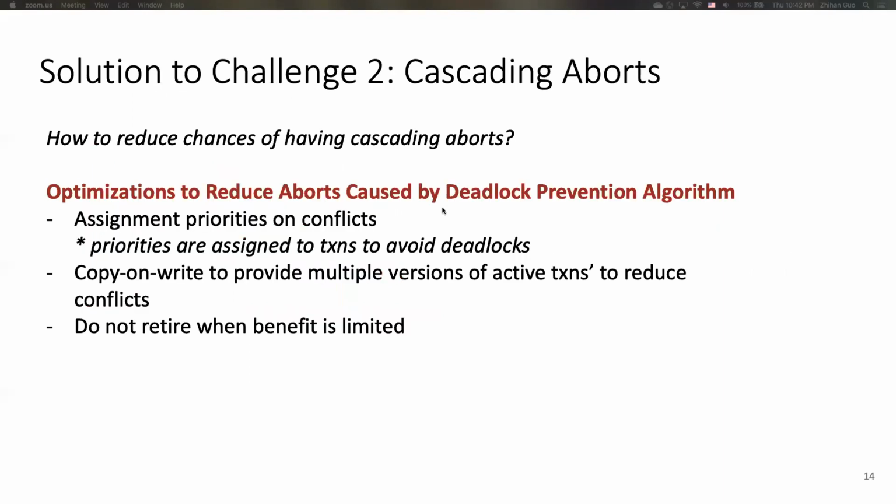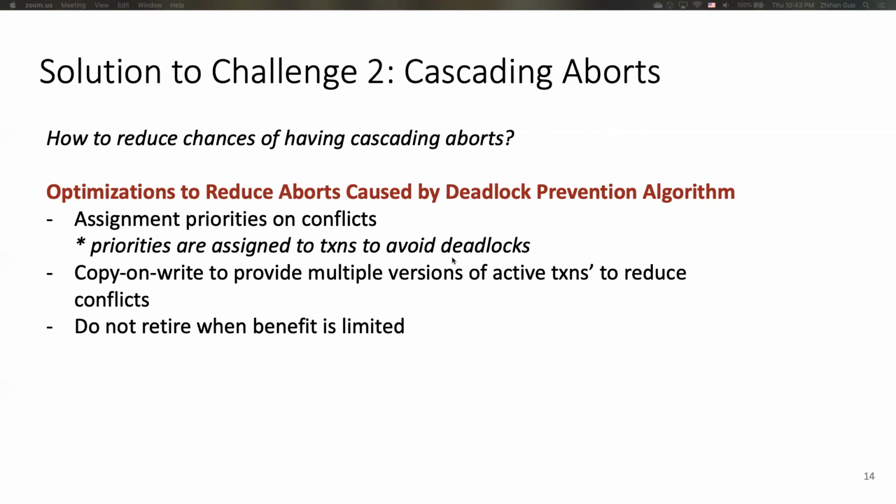So how do we handle this? There are three possible cases in which an abort can happen. The first is user-initiated aborts, and we actually have no control over that. But the other two are aborts caused by deadlock prevention algorithms, such as no wait, wait die, and wound wait, and aborts due to reading uncommitted data.